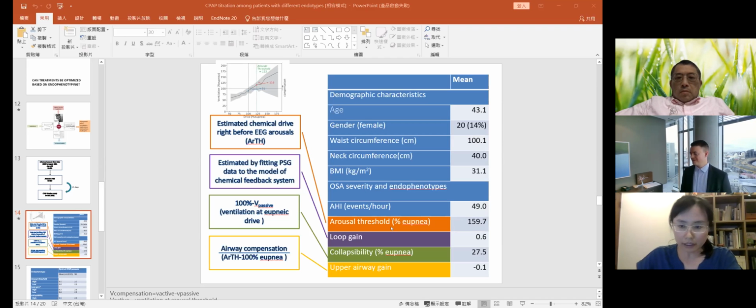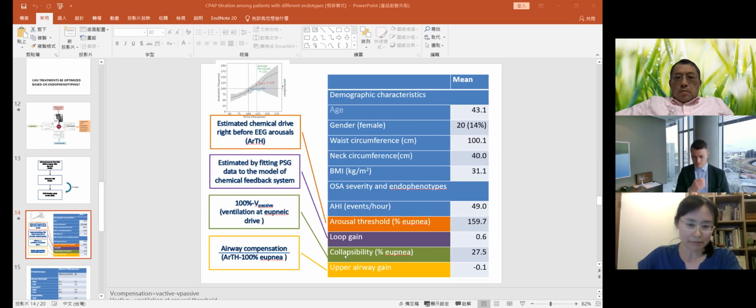And we have the mean value of arousal threshold, which is shown as the chemical drive right before EEG arousals and presented as the percentage of eupnea. The average value is 159% of eupnea. And the average loop gain was 0.6. So it's smaller than 1, which means that their ventilatory response was smaller than the ventilatory disturbance.